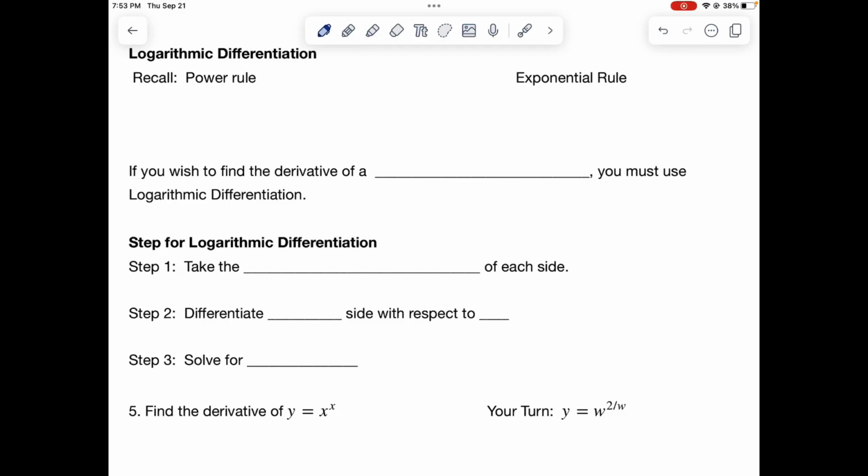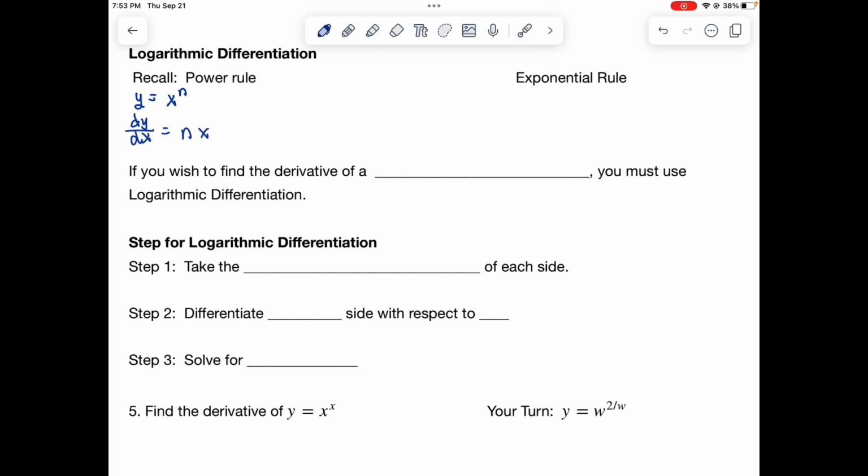Okay, today we're going to learn about logarithmic differentiation. Before we do this, I'm going to review a couple of things we've already learned about finding derivatives. Two important rules, like the power rule. We recall the power rule is when y is equal to x to the n, and when we differentiate that, we use our power rule.